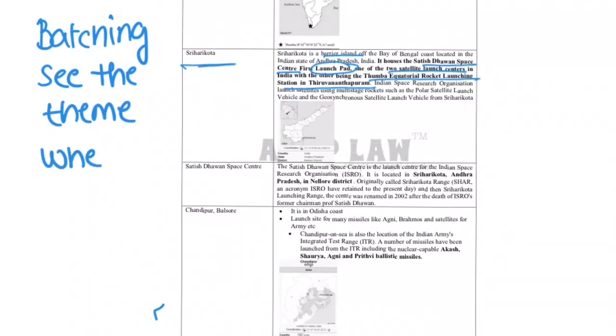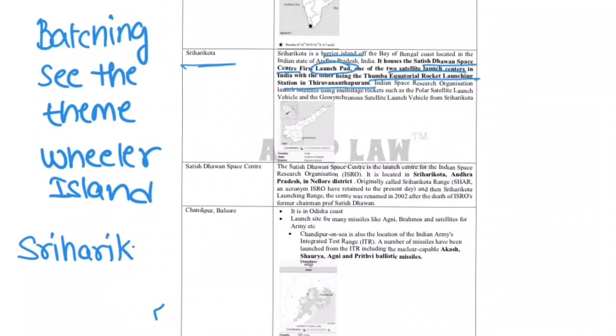Of course, you have to do Wheeler Island, but you also do all the other missile related launch pads or testing centers. So that theme or that subset of the places is covered, because they will ask around it. They might ask Wheeler Island or they might ask other missile launch centers. You know they like this theme. You know they like this topic of missile launch centers and places related to it. So you do all the places related to it.